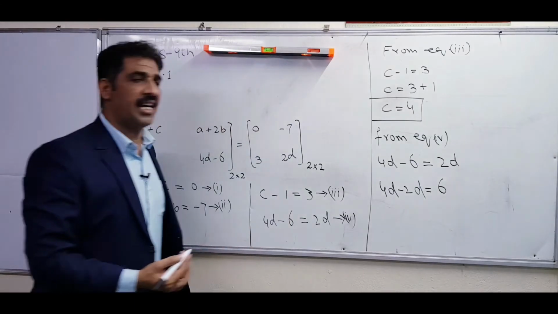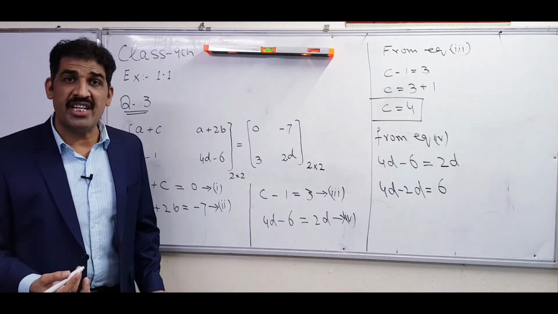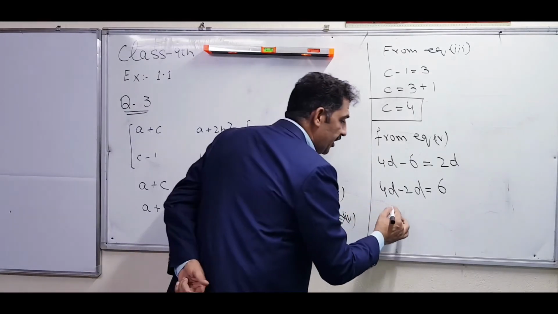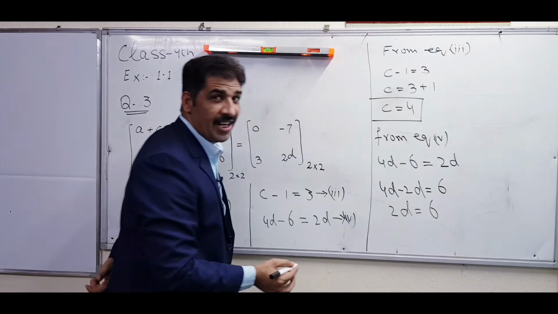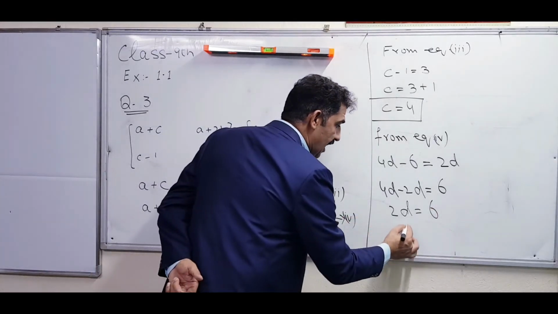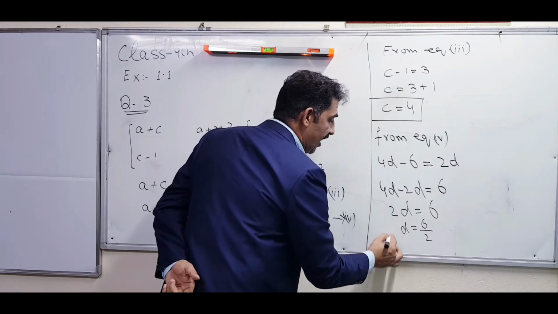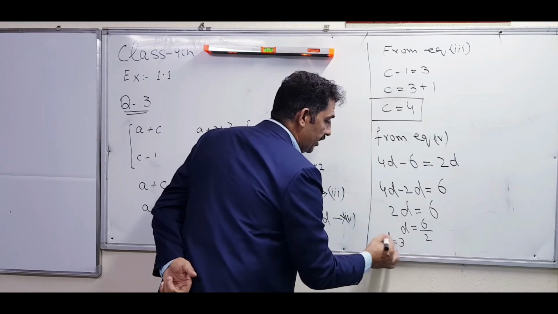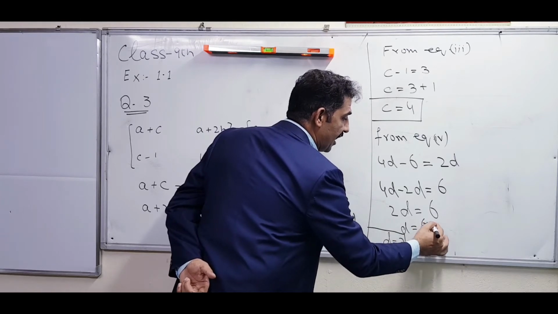If it is the positive sign, we will not write it if there is only one element, right? So 4D minus 2D, good, that is 2D is equal to 6. So what is the value of D? Right, so D is equal to 6 over 2. The value of D is equal to 3. Because 2 1s are 2 and 2 3s are 6.